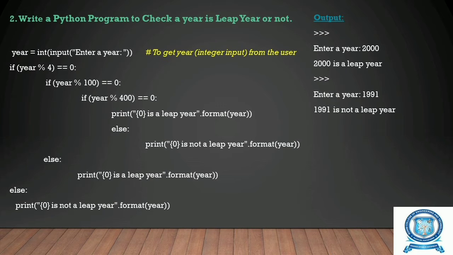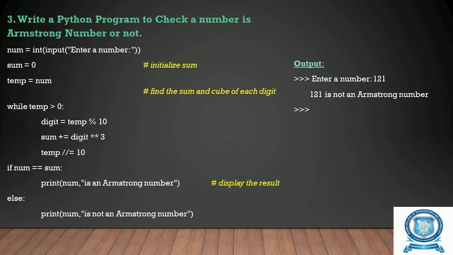In this output we are giving enter a year, we are giving 2000, that will be divided by 4 first, then 100, and then 400. If all of these are true, then only we are going to print it as a leap year. Next we are going to see another example.